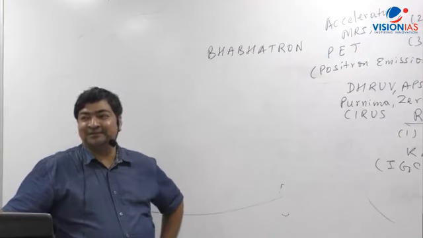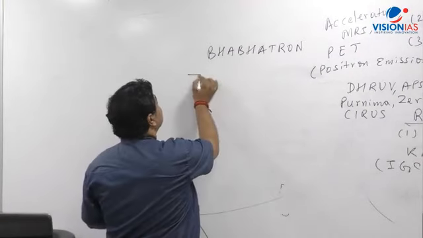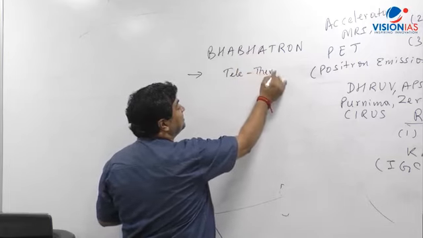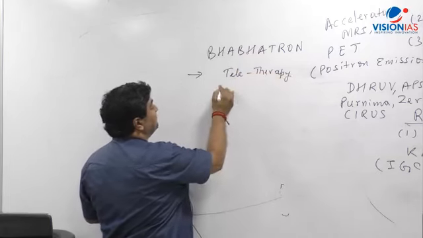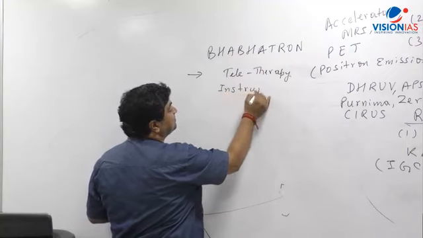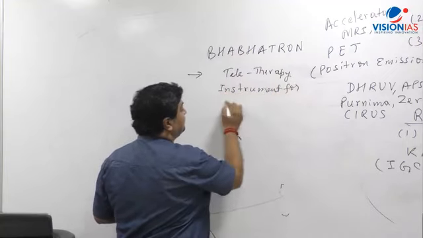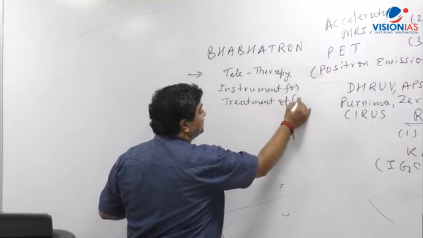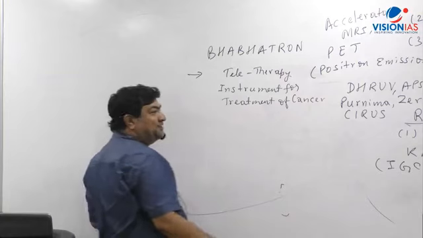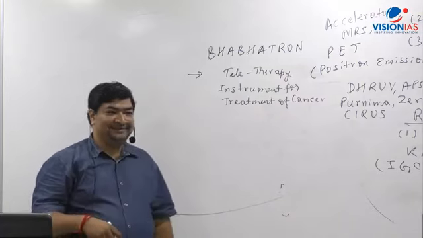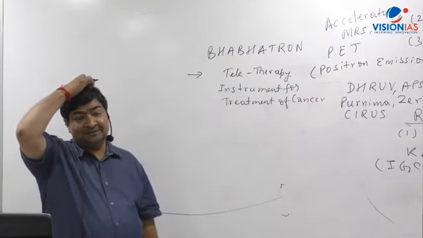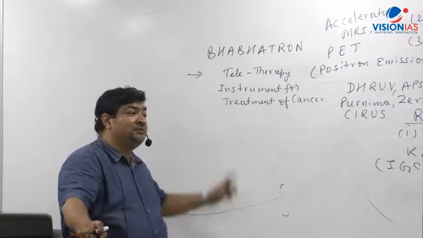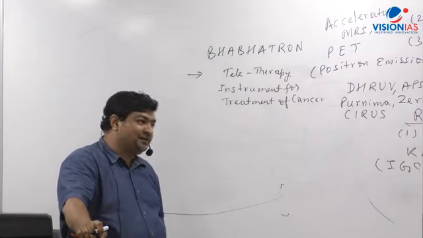Cyclotron type, where it is used there. So let me write here. It is a teletherapy or radiation therapy instrument. Teletherapy instrument for treatment of cancer. And there is one very important hospital in Mumbai. What is the name of it? Tata Memorial Hospital. Many referral cases, cancer patients, go to Tata Memorial Hospital. And Tata Memorial Hospital today has this Bhabhatron. It has been given by BARC.